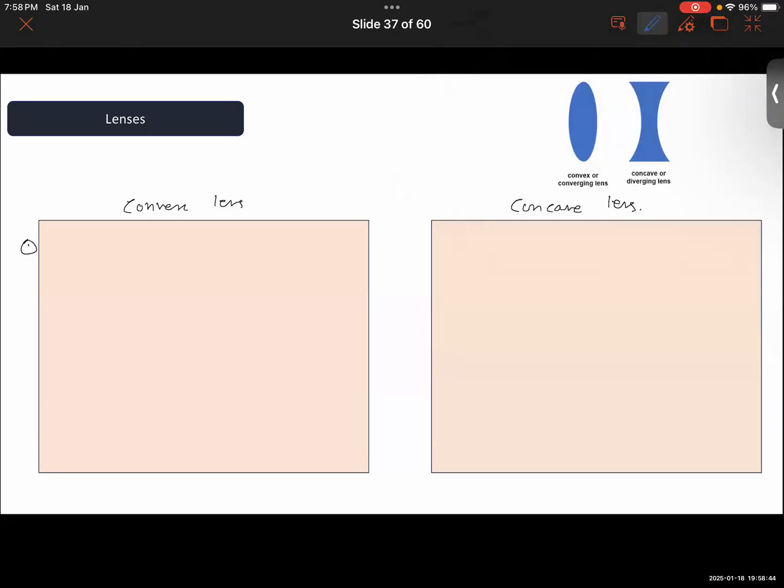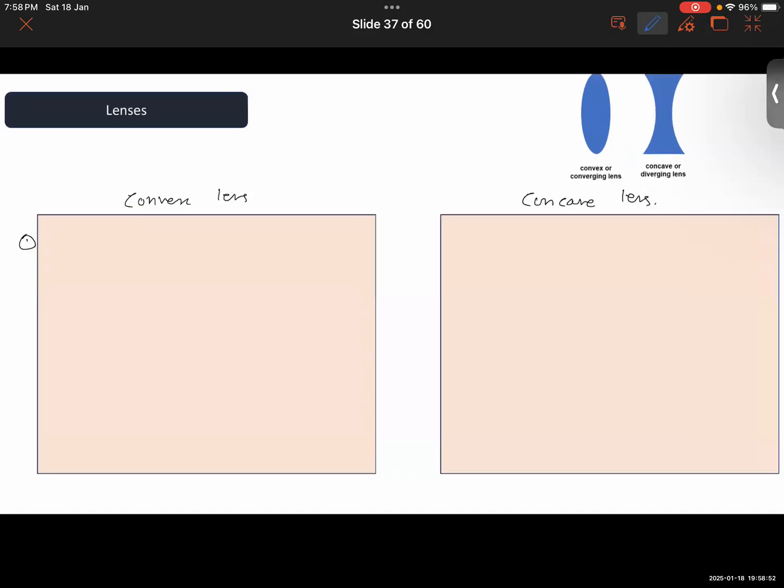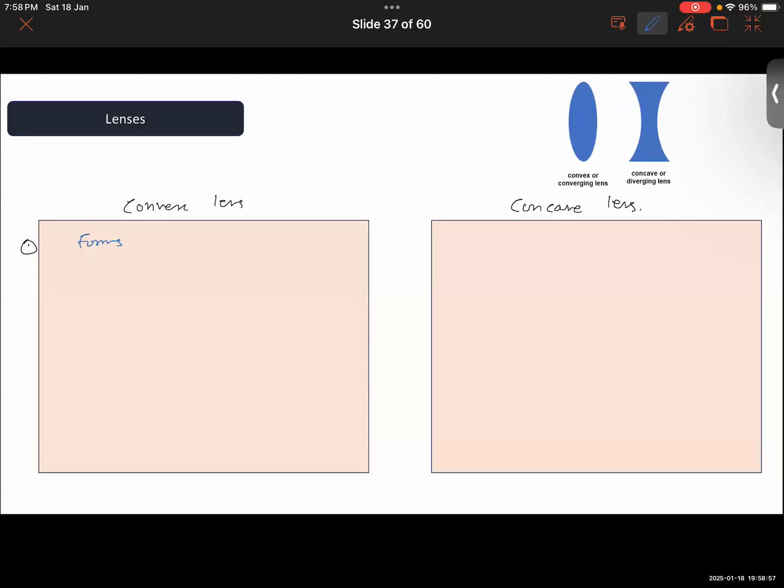They show smaller images. Good. And concave lenses show larger images. Magnified image, a larger image. Very good. Okay, so the convex lens forms a smaller image. Good. Next, talking about the concave lens, it forms a diminished or a larger, enlarged image, a magnified image.